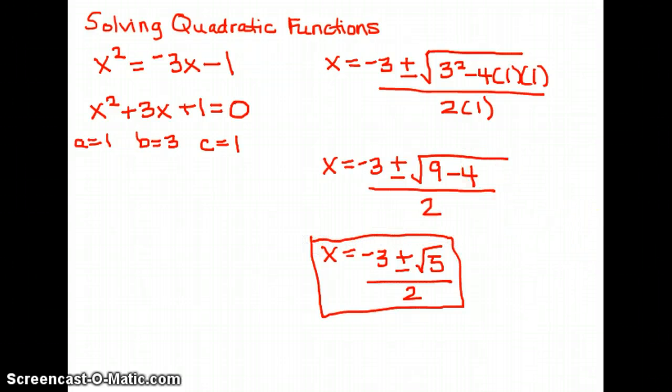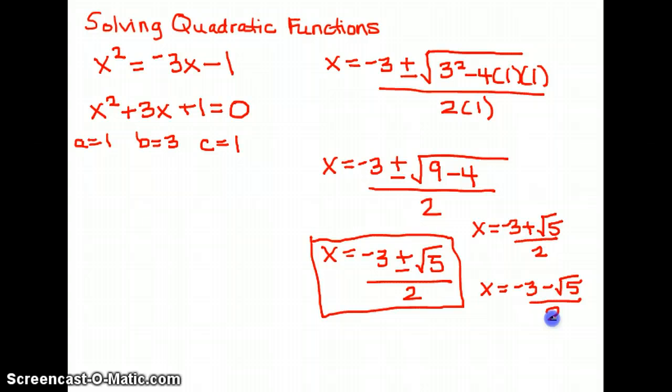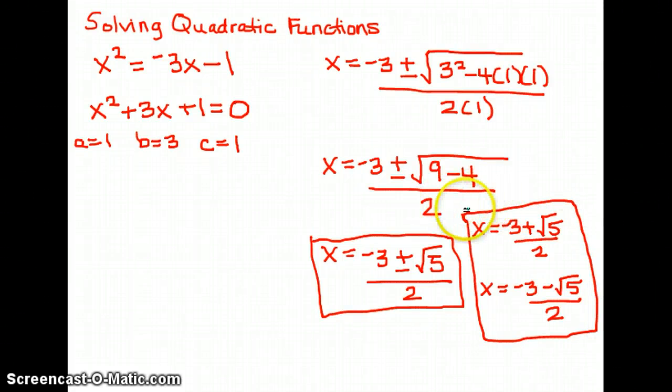It is also okay to rewrite my answer as x equals negative 3 plus the square root of 5 over 2, and include the negative 3 minus the square root of 5 over 2. It is okay to write it this way or to write both of these two as their separated roots. So those are two examples of how to solve quadratic functions with the quadratic formula.